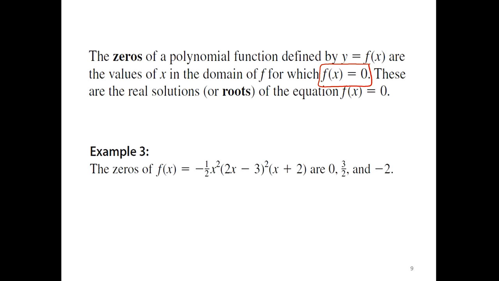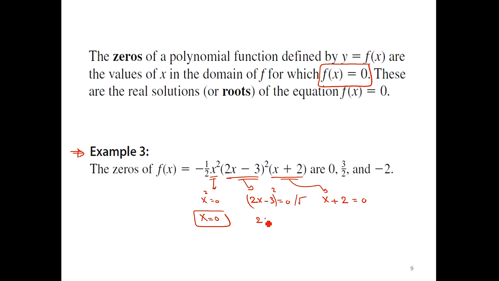Look at this function in example 3. We need to find the zeros of the function, meaning find the values of x that, substituted in f of x, make it equal 0. So we have x squared equals 0, or 2x minus 3 equals 0, or x plus 2 equals 0. I take the root of x squared, so we have x equal 0. Also, if we have brackets to a power equal to 0, then inside the brackets must be equal to 0. So we can take 2x minus 3 all to the power 2, and after taking the root, we have 2x minus 3 equals 0. So x equals 3 over 2.